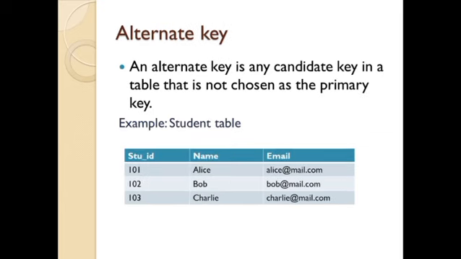Next, alternate key. An alternate key is a candidate key that was not selected as the primary key. In the student table, we can choose student ID as the primary key. Then the name and email are alternate keys.